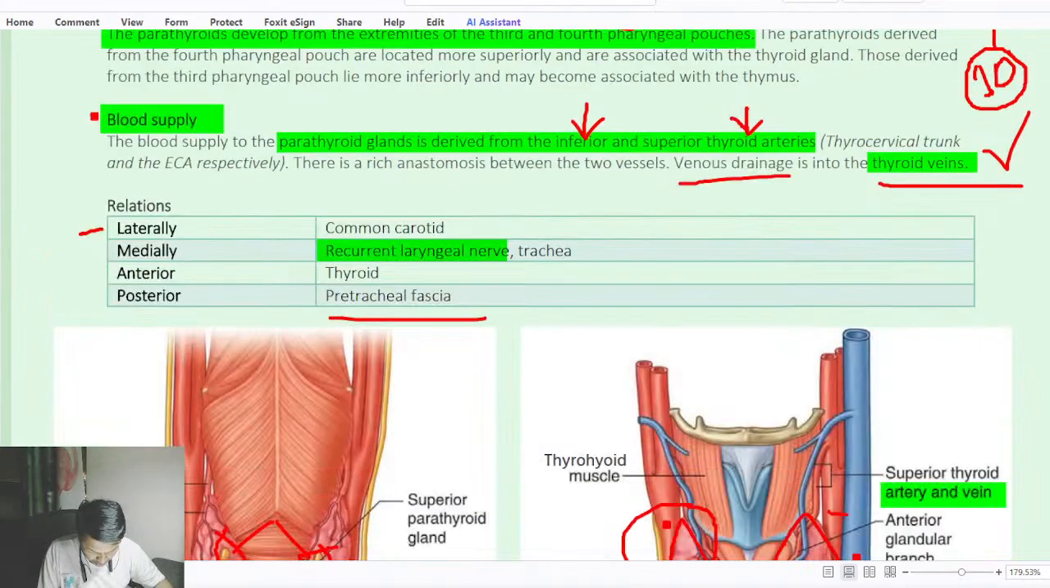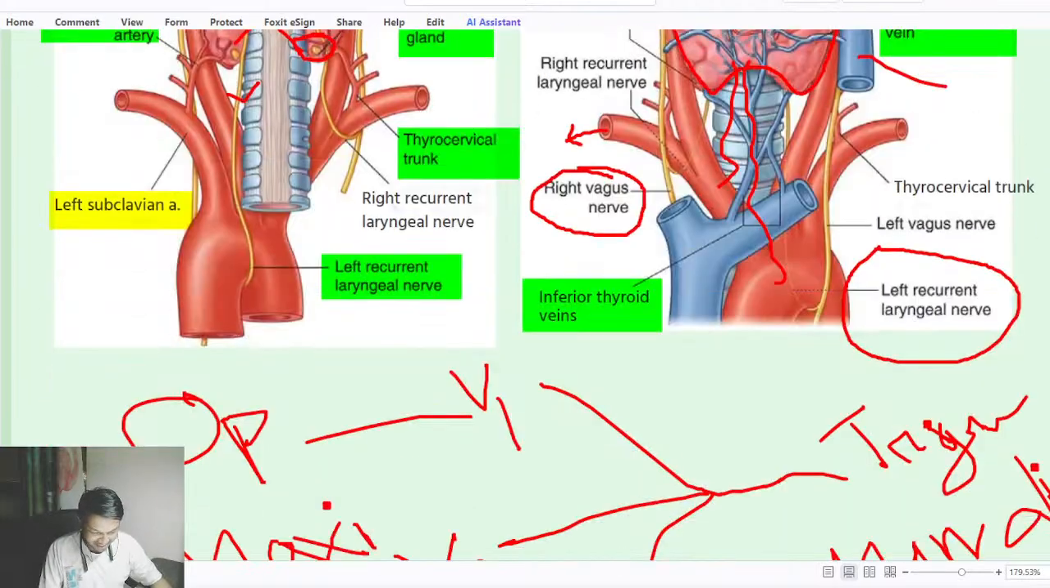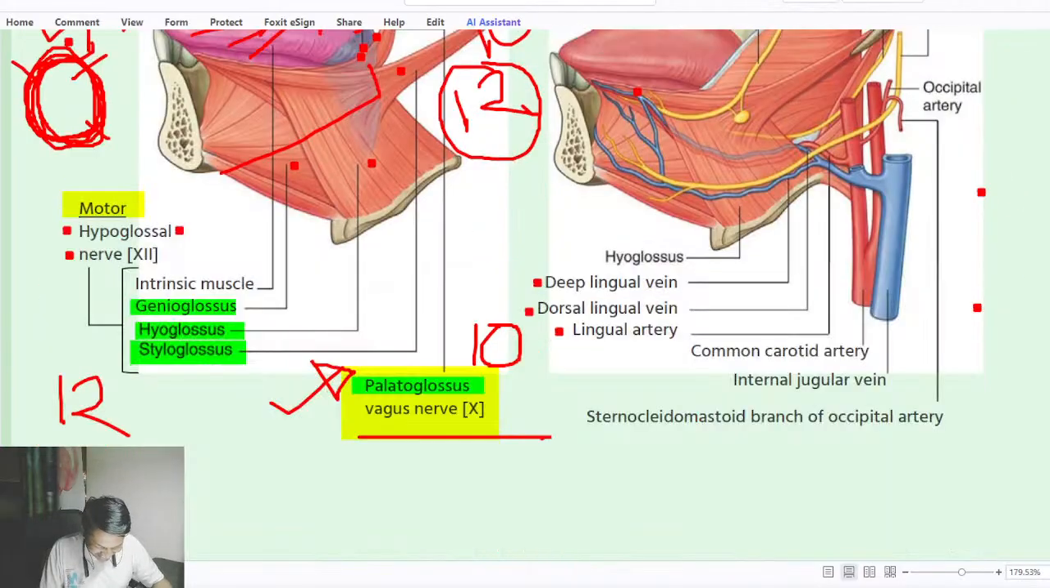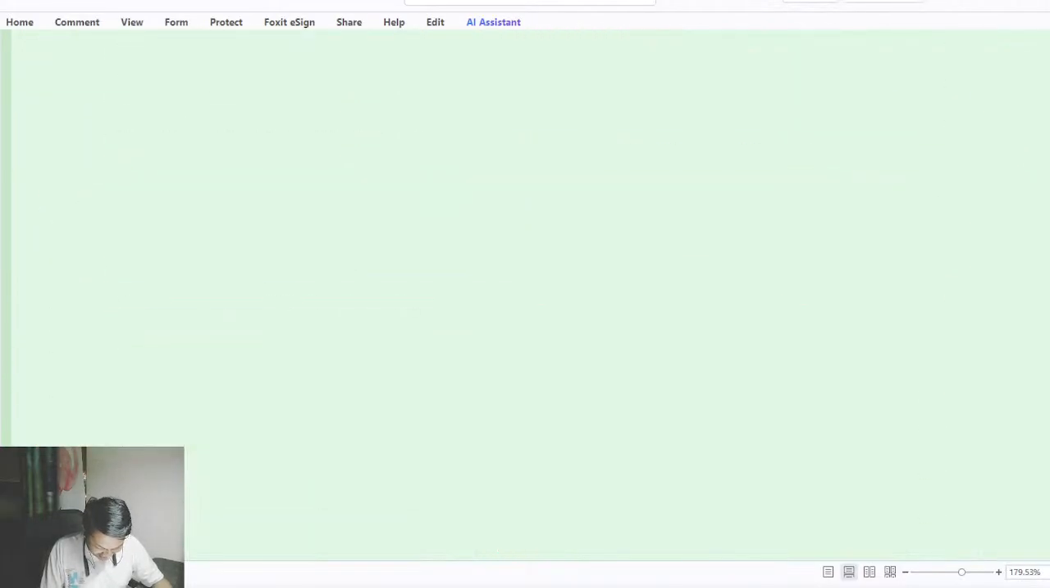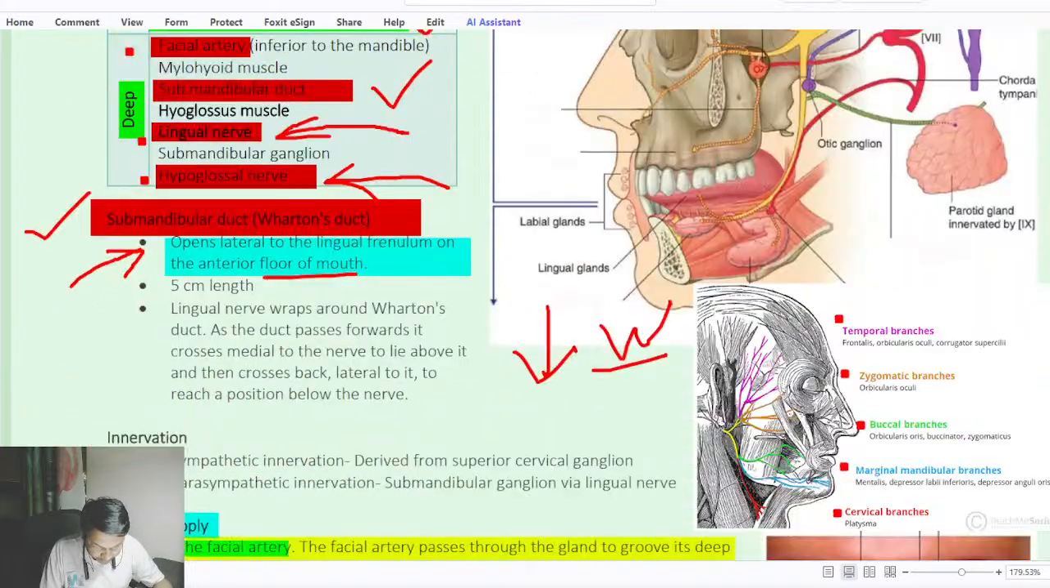Okay, the toughest question. How many parathyroid glands are there in the human body? Four. Two pairs. Okay, explain the content of the carotid sheath. Common carotid artery, internal jugular vein, and vagus nerve. And their anatomical position.